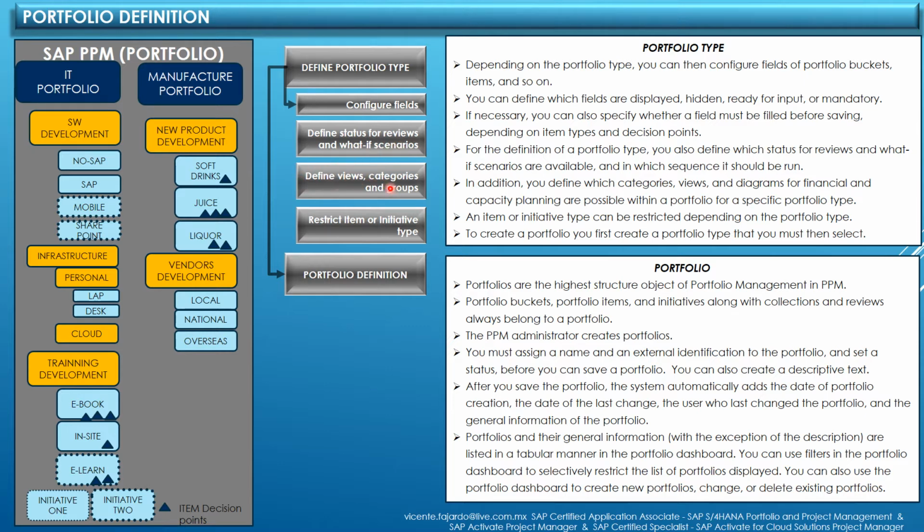Define views, categories, and groups. These concepts are related with financial and capacity planning and are very important. And we can restrict item or initiative type. So, setting up the portfolio type, we will define which item types or initiative types we can use. And the image represents that the portfolio definition always has a portfolio type.